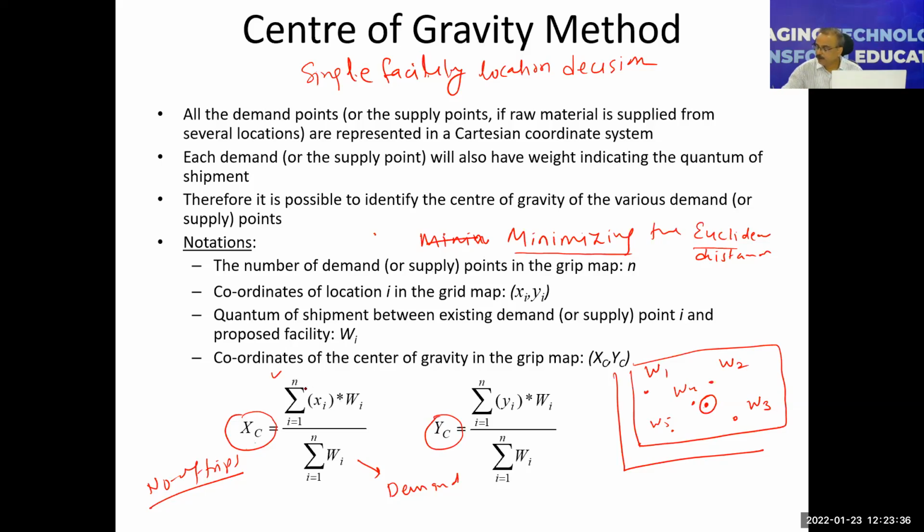So for the x coordinate, it's the summation of xi multiplied by wi divided by the summation of weights, and the coordinate of the facility in terms of the y coordinate will be the summation of yi multiplied by wi divided by the summation of the weights. So utilizing these models, you can locate the new facility, which is nothing but the center of gravity.